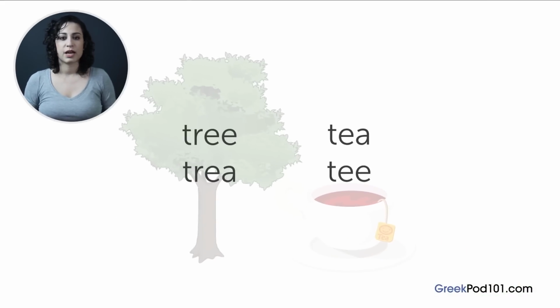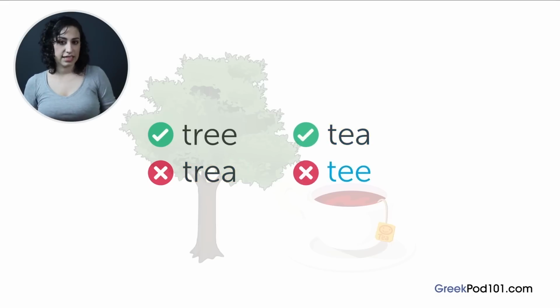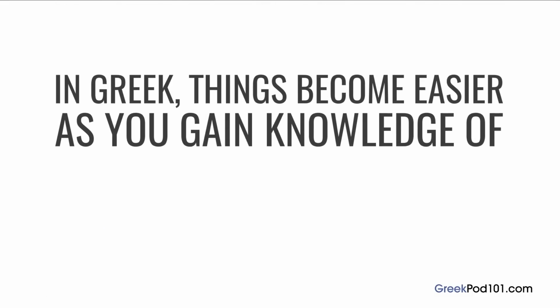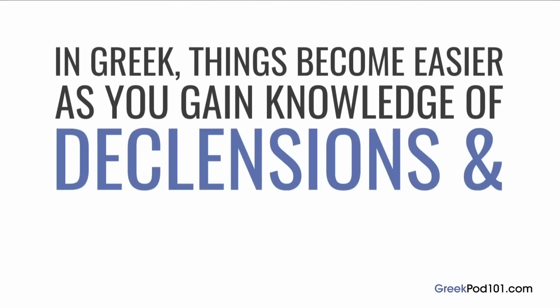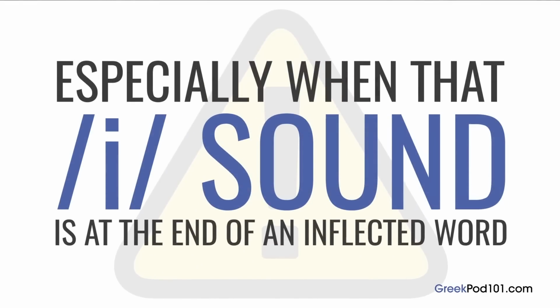You need exposure and lots of practice. For example, in English, you memorize that it is tree and not tree, and it's T and not T. In Greek, though, things become somewhat easier as you gain knowledge of declensions and conjugations, especially when that E sound is at the end of an inflected word. Let's get into more detail.